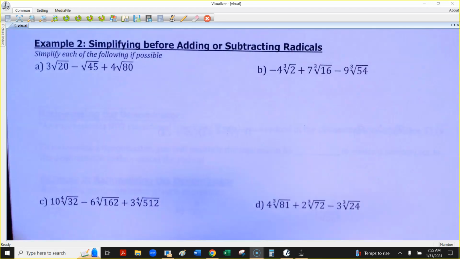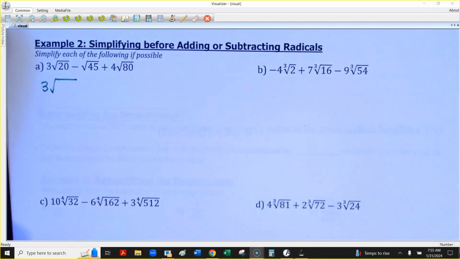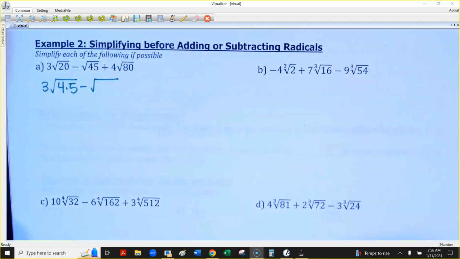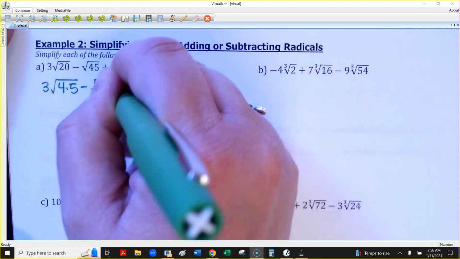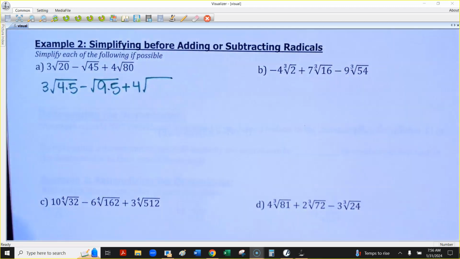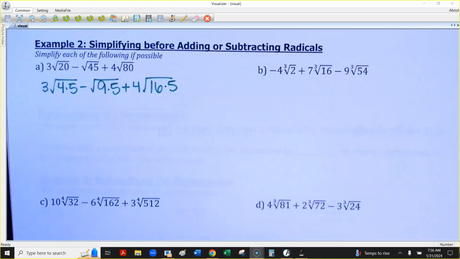So let me just start with this one. Can anybody tell me the biggest perfect square that'll divide into 20? 4. All right. What about the biggest perfect square that'll go into 45? 9. You guys can talk. It's cool. All right. And this one's always tricky. Anybody know the biggest perfect square that'll go into 80? 16? Yep. All right. So I'm just breaking each one of these down, and then I'm going to take out any of the perfect squares. So that's the whole reason you want to find the number that'll multiply underneath there to give you perfect squares.